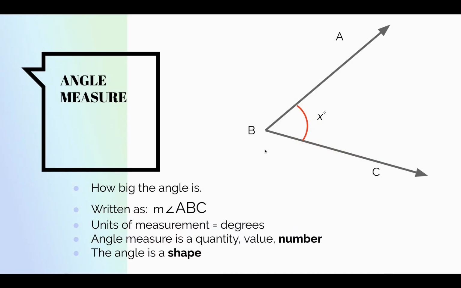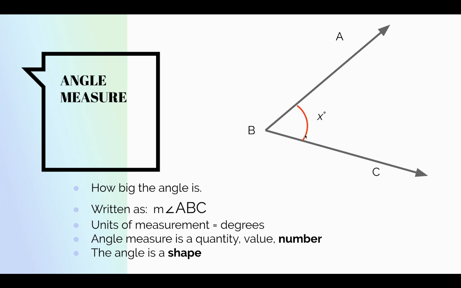Okay, so now let's move into angle measure. The angle measure is how wide this angle is, how big the angle is. It's written as measure of angle ABC, with a little lowercase m right next to the angle symbol. This statement is read, the measure of angle ABC. The measure of angle ABC is a number. It is a number that represents this measurement right here: how wide is that angle?